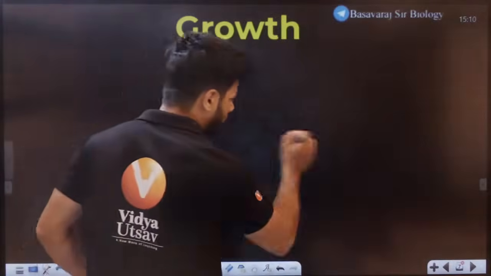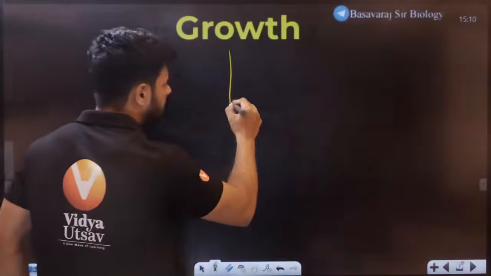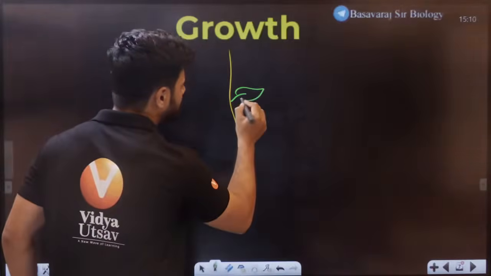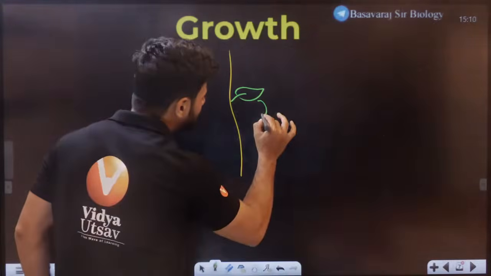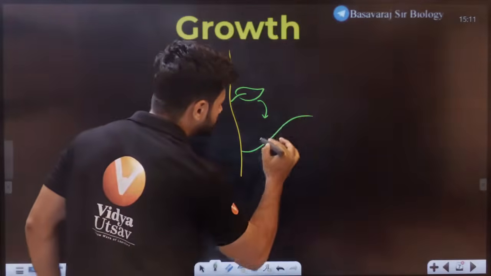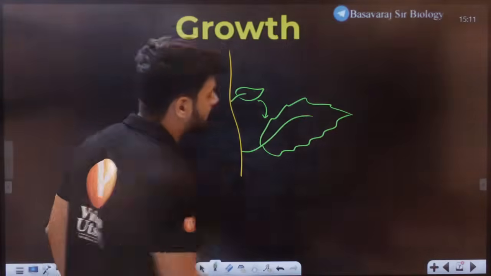यहाँ पर मेरे पास एक पेड़ पौधा है. Okay. Now on this plant, I have a leaf here. Now this leaf expands, or this leaf shows growth right now. This leaf is showing what? This leaf is showing growth right now.